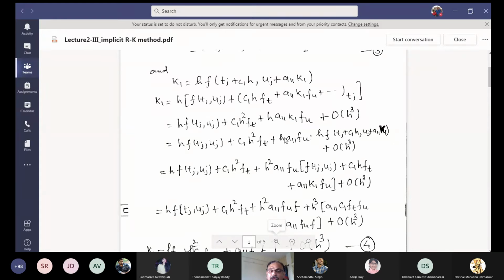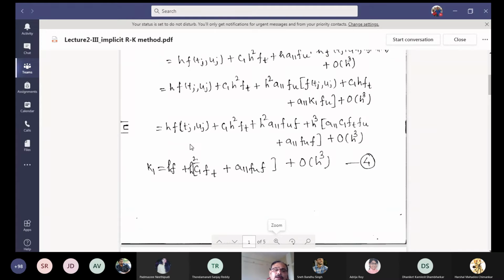So it is h square a11 fu, and then we'll expand this f of tj plus c1h, uj plus a11 k1. So it will be f of tj, uj plus the same expansion we have to write here, plus c1h ft plus a11 k1 fu, plus capital order h cube term. This h square is out. We are not going beyond h cube term. Keep that in mind.